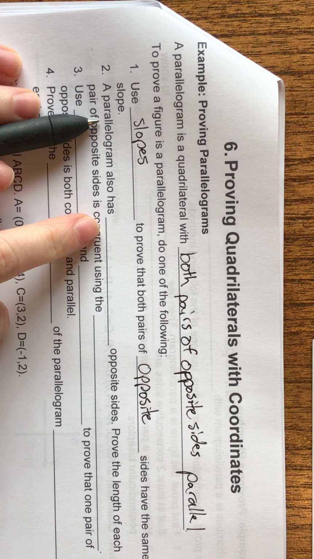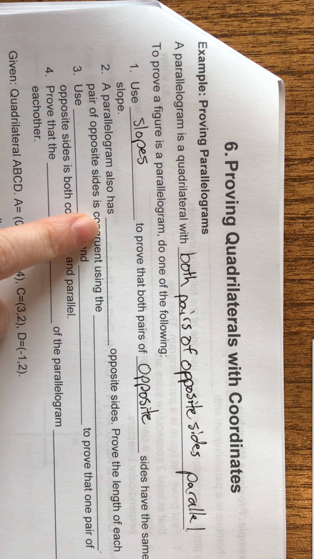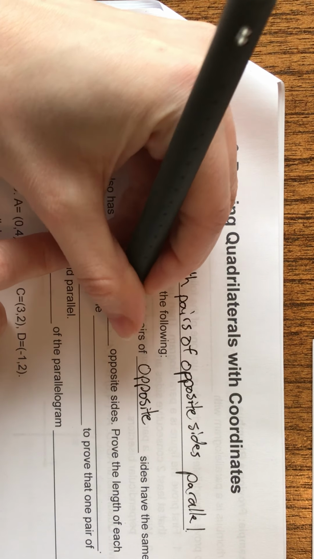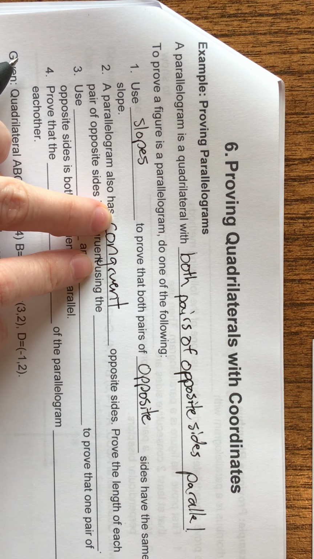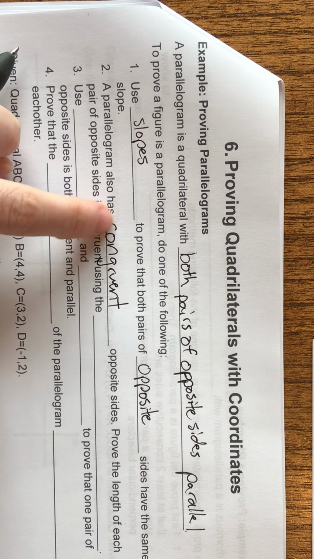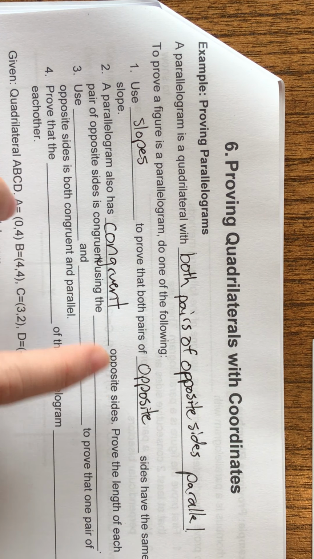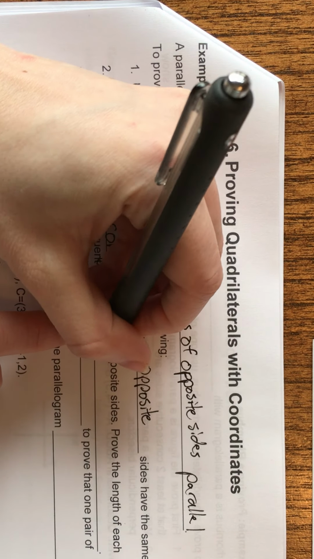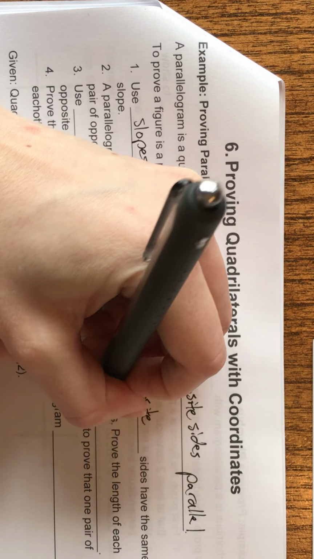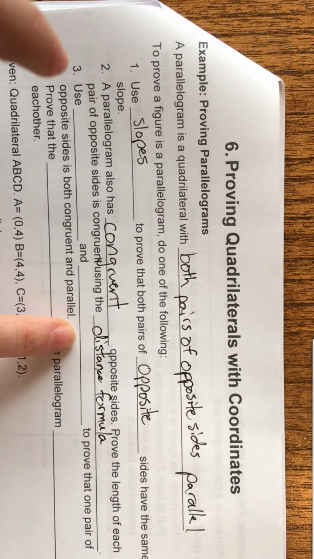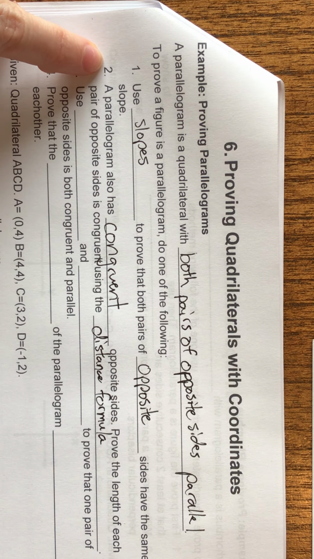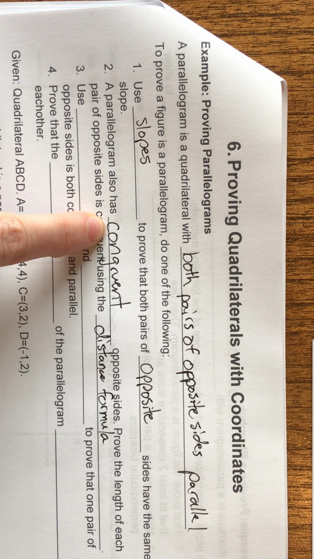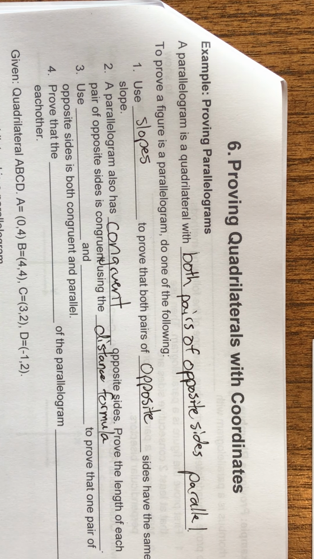So for this one, a parallelogram also has congruent opposite sides. We talked about that when we talked about parallelograms, congruent opposite sides. So another way we can prove that a figure is a parallelogram is we can prove that it has congruent opposite sides. So we could prove that the length of each pair of opposite sides is congruent using the distance formula. So distance formula. And if we use method 2, we don't need to prove that anything is parallel. We don't have to use the slopes at all. We can just use the side lengths to show that this is a parallelogram, because having congruent opposite sides is a property of parallelograms.